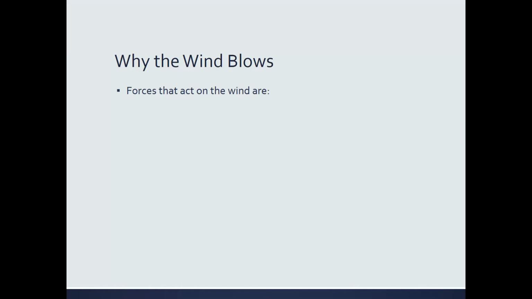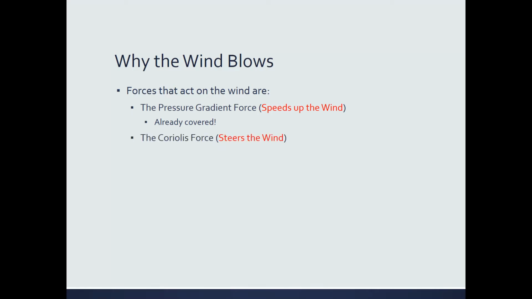Now, there are four main forces that act on the wind. For the purpose of this class, we're really only going to talk about three, though. The forces are the pressure gradient force, which we've already talked about, that speeds up the wind. The Coriolis force, which steers the wind. The centripetal force, which has to do with the curvature of the wind. And friction, which slows the wind down.